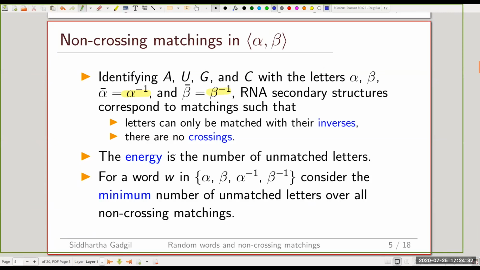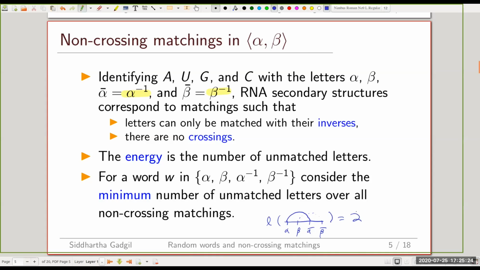For each one of them, there's a certain number of unmatched letters, and I'll take the minimum of these. The minimum is not unique, there will be many non-crossing matchings with that, but what is the minimum number of unmatched letters? Let me put an example here. Suppose I had a word alpha, beta, alpha bar, beta bar. What is the best matching I can find here? I can match alpha with alpha bar, but now beta and beta bar are left unmatched, because if I try to match them, I'll be forced to have a crossing. Otherwise, I could match beta and beta bar, and then alpha and alpha bar are left unmatched. So the length of this, as I'm calling L in the next slide, is 2.